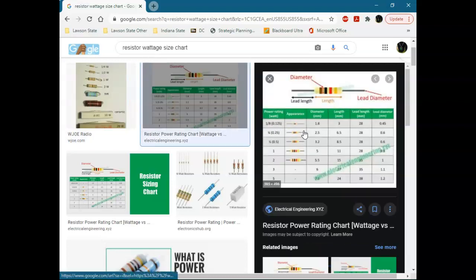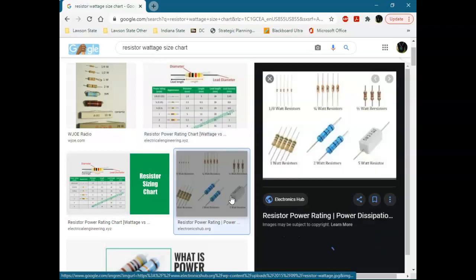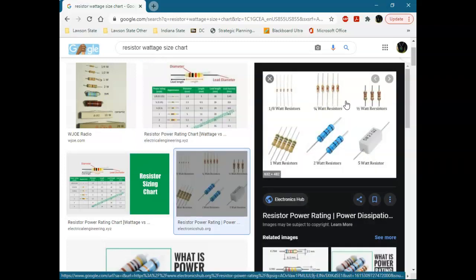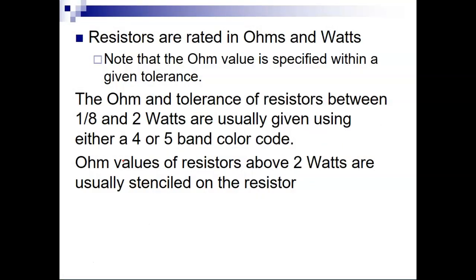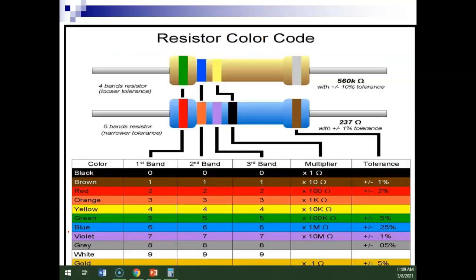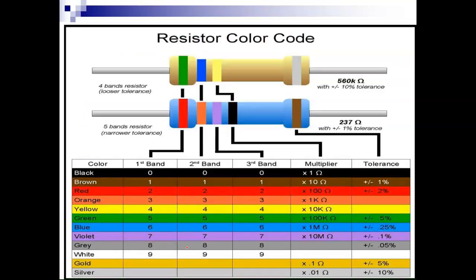But yeah, the 1/8 is about the size of an ant. They are T90. So ohm values of resistors above 2 watts. I already said that. Never mind. So it should look familiar. This is your resistor color code.